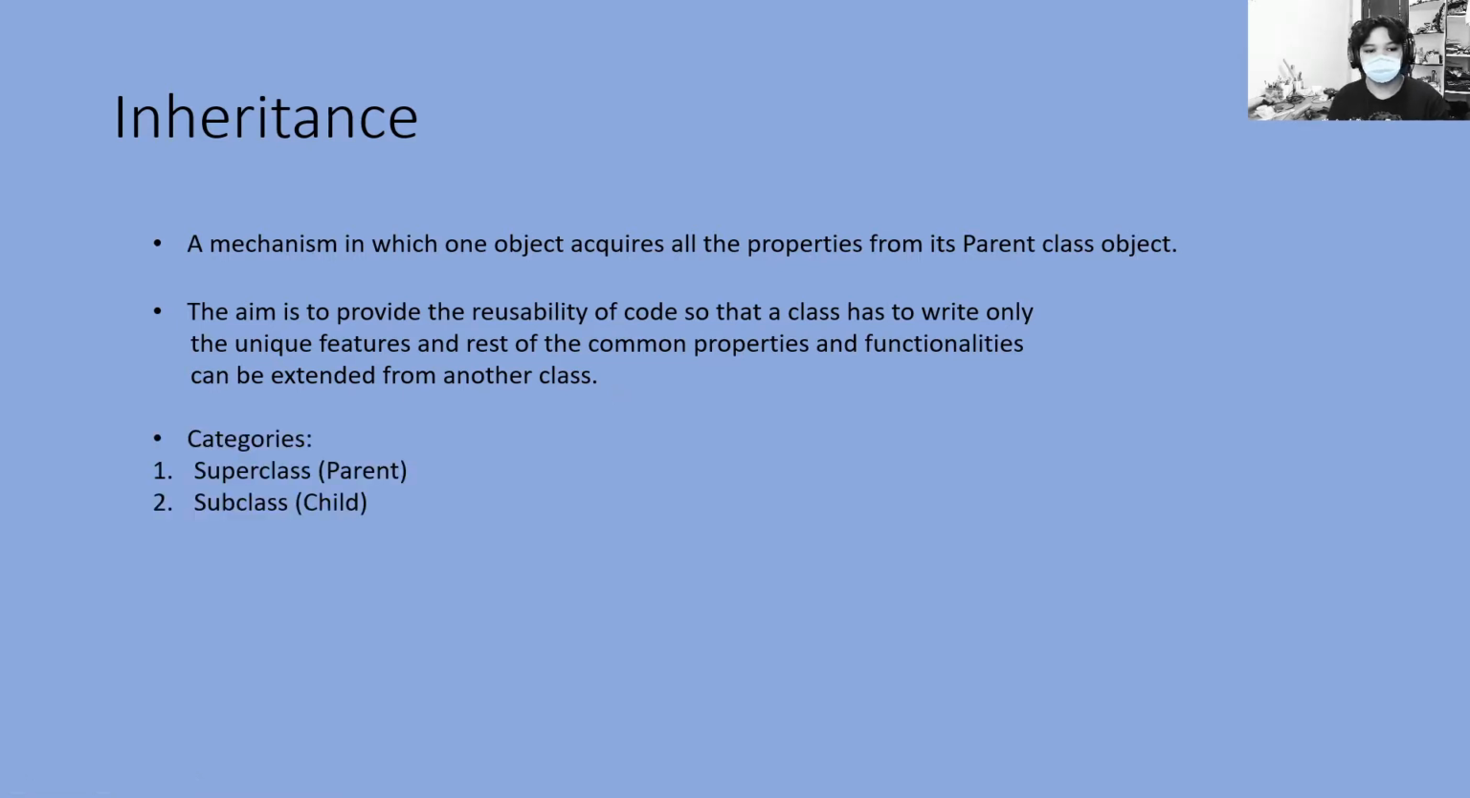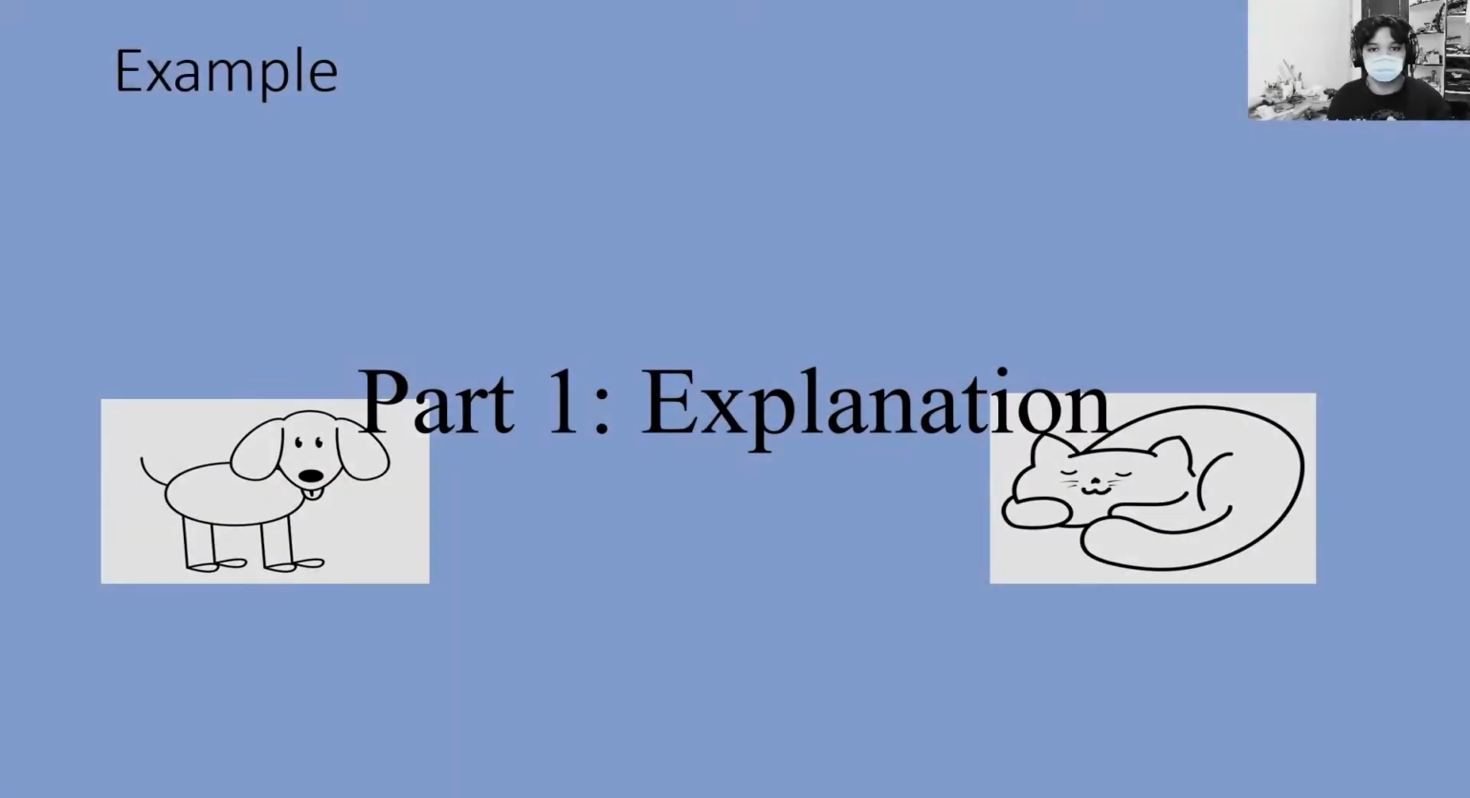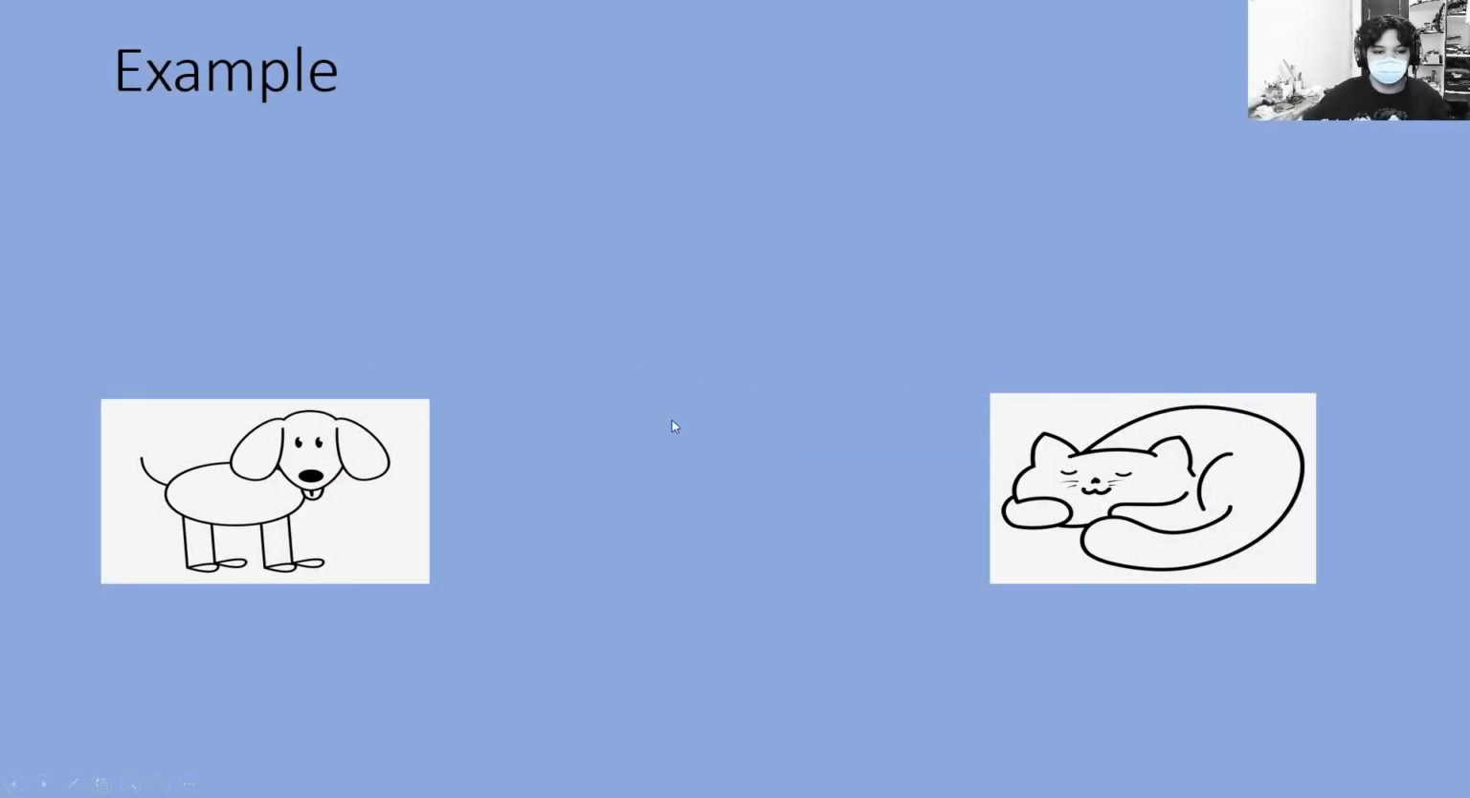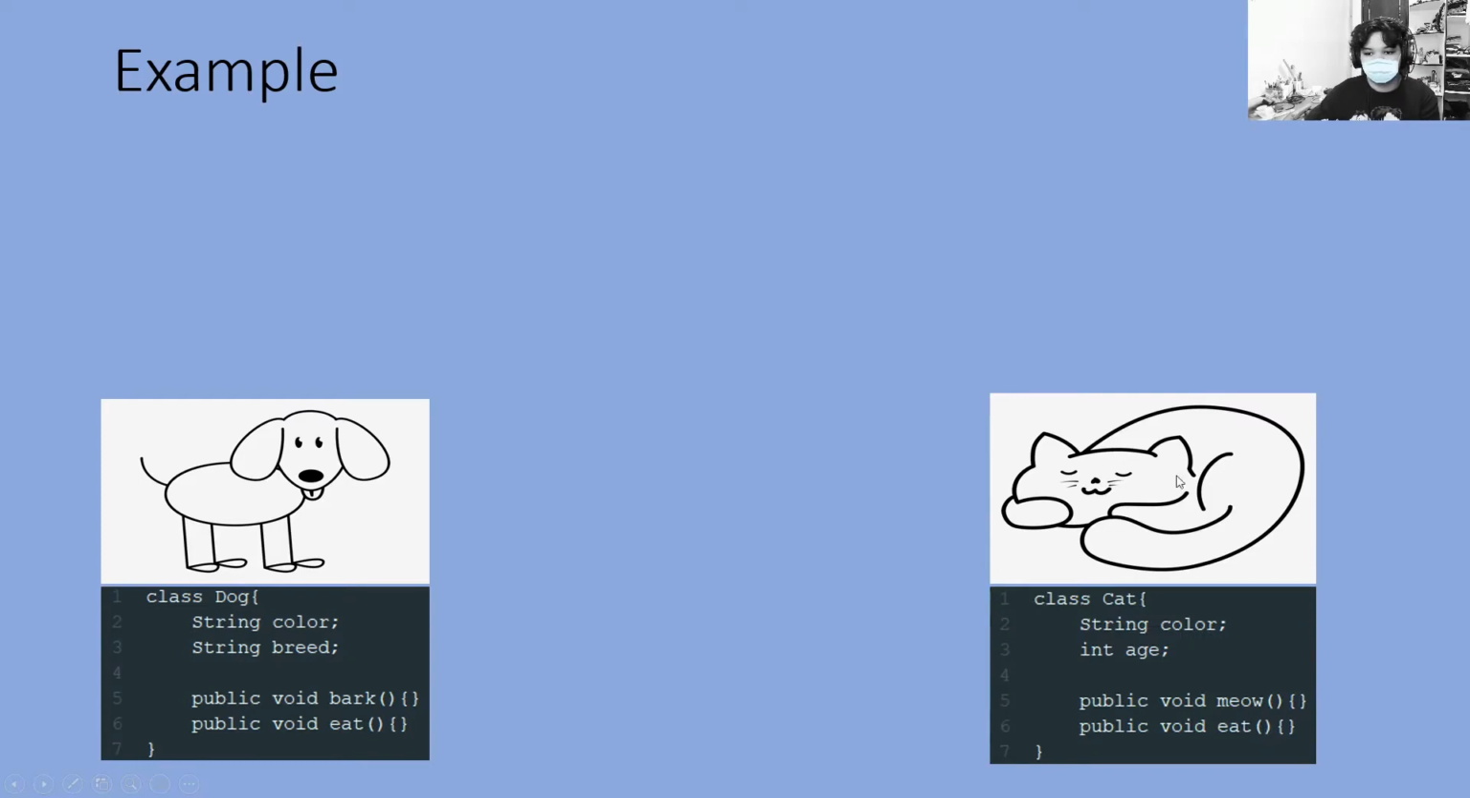Inheritance has two categories, the superclass or the parent class, and the other one is the subclass or the child class. So we have here an example of implementing inheritance in Java. On the left side we have a dog class, and the right side we have a cat class. The dog class has string color, string breed, and its methods bark and eat. In the cat class we have string color, int age, and its methods meow and eat.